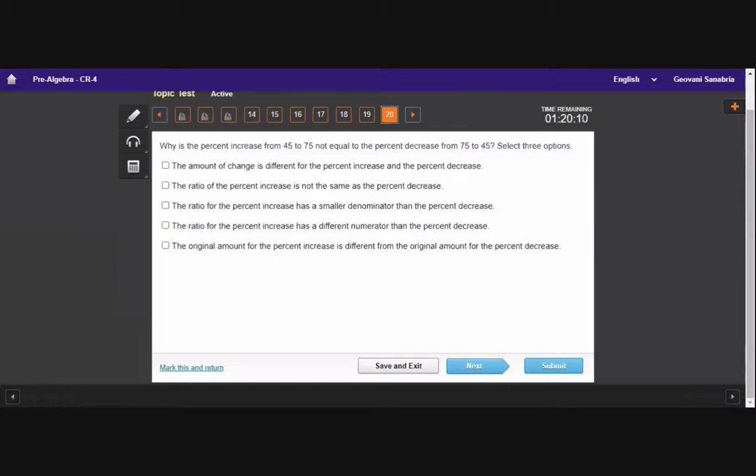So it's definitely not the first one. The amount of change is different for the percent increase and the percent decrease? The amount of change is the same. It's just one went up and one went down, right? We have to choose 3. I'm just trying to figure out which 2 are wrong, and then the rest of them are right. The first one is wrong. That's for sure.